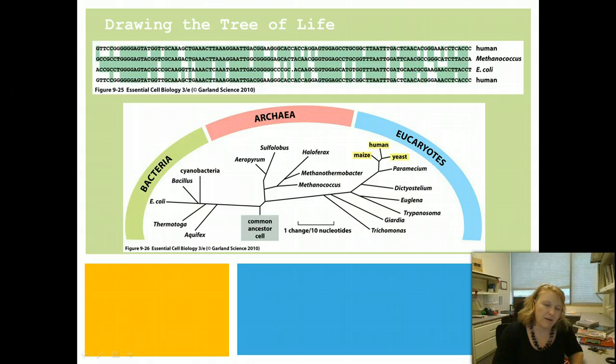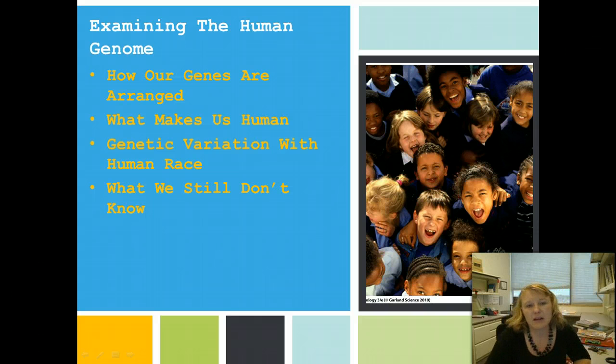We didn't totally wipe the tree of life clean when we got this information. We just use it to refine the tree of life that Darwin and everybody else from early on started. So now let's look at the human genome. We're going to talk about how our genes are arranged, what makes us human, and everything else.